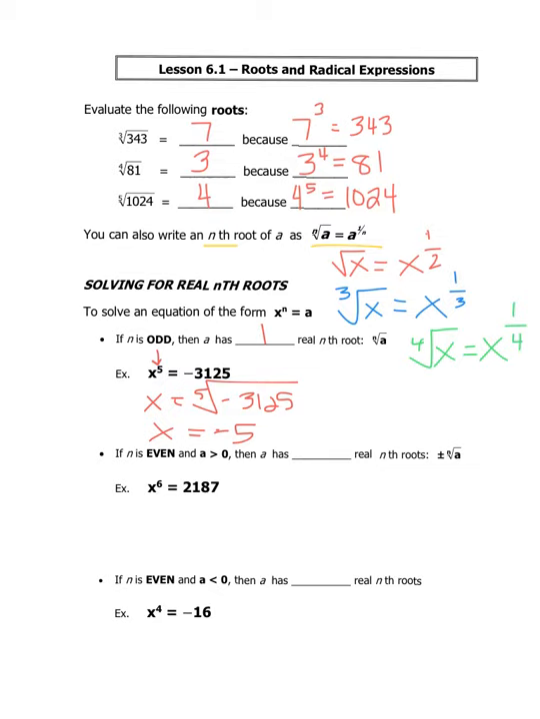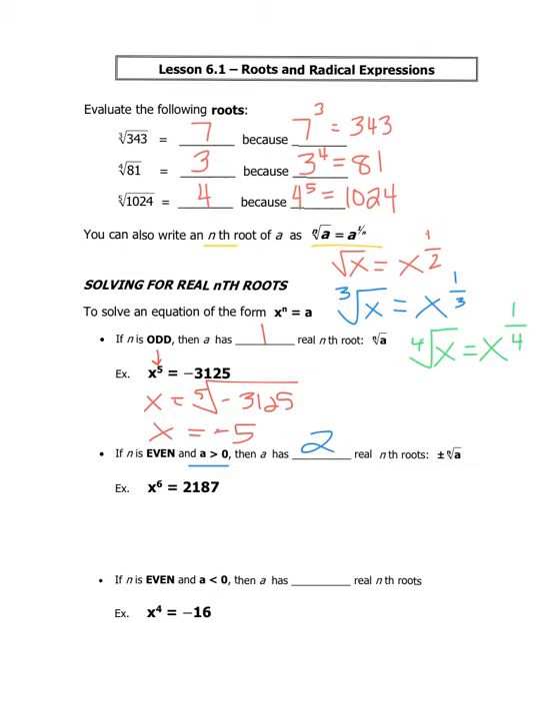Now, if n is even and the value that you have for a, so that number, is greater than 0, then that means that you have 2 real roots. So whatever the root of that number is, you have to keep in mind that it could be positive or negative. Now here's an example that might help make sense of this.